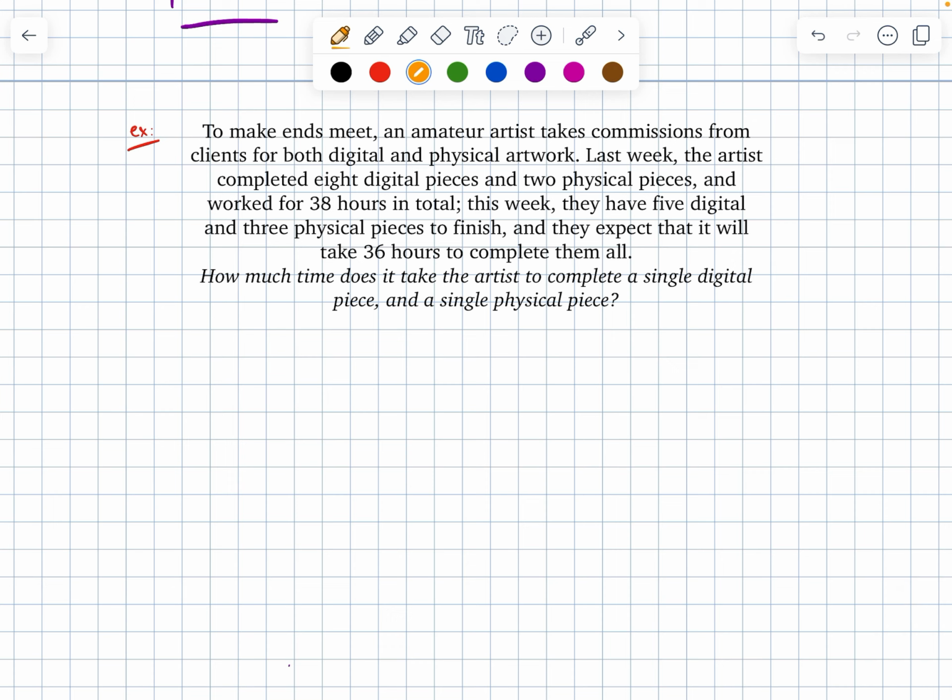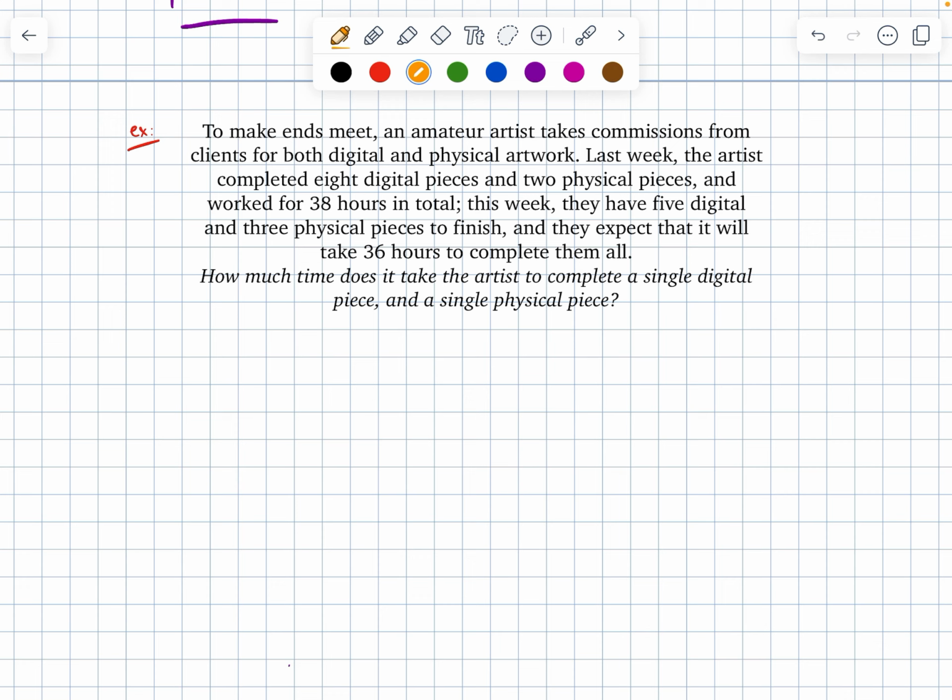To make ends meet, an amateur artist takes commissions from clients for both digital and physical artwork. Last week, the artist completed 8 digital pieces and 2 physical pieces, and worked for 38 hours in total. This week, they have 5 digital and 3 physical pieces to finish, and they expect that it will take 36 hours to complete them all. How much time does it take the artist to complete a single digital piece and a single physical piece?